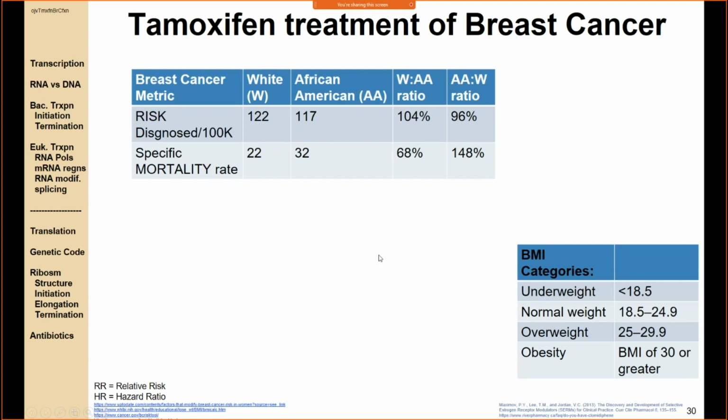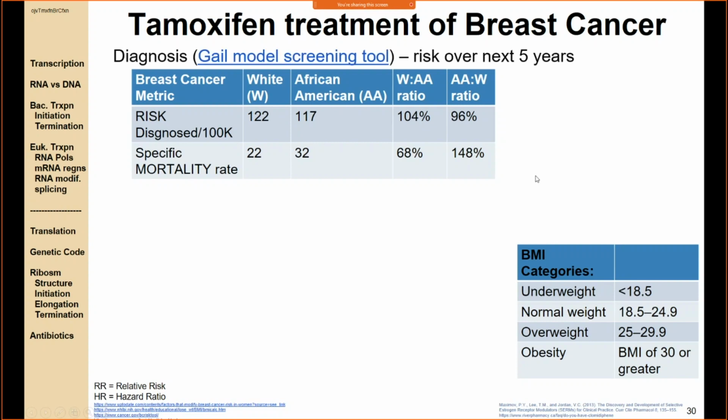So there's times where you'll talk about populations' predisposition to get something, but then for a slew of various reasons, genetic, socioeconomic reasons, the mortality of a population can be quite different, okay? And there are tools to kind of get at these risks. So for example, there's this Gail model screening tool you can click on, and it's a survey question, and that kind of tells you your risk over the next 5 years.